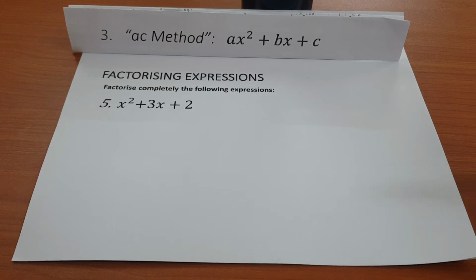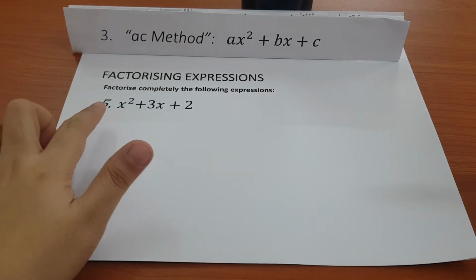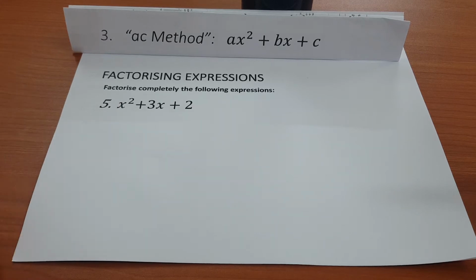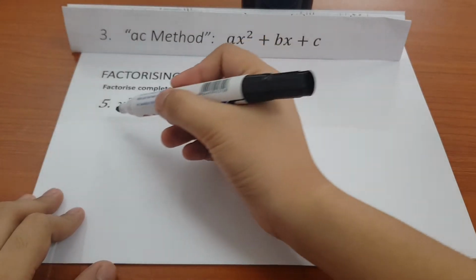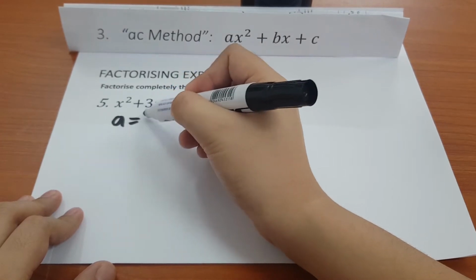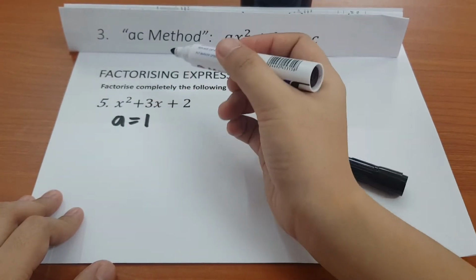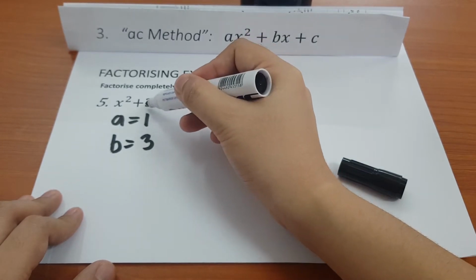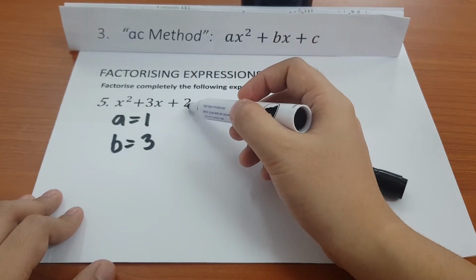Okay, so let us continue now on factorizing expressions. For this case, if you observe this one, this is a trinomial of the form ax squared plus bx plus c. So we will use the AC method. First, we need to identify the a here, the b, and the c. In this case, the a is 1, coefficient of x squared. Your b is 3, coefficient of x, and your c is 2.